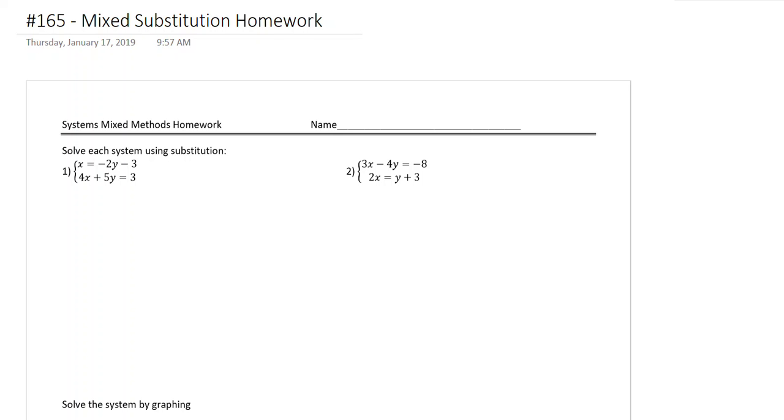All right, hey guys. So I'm going to go through this homework with you guys real fast in case you got stuck on any problems. Hopefully this is helpful for your quiz tomorrow.